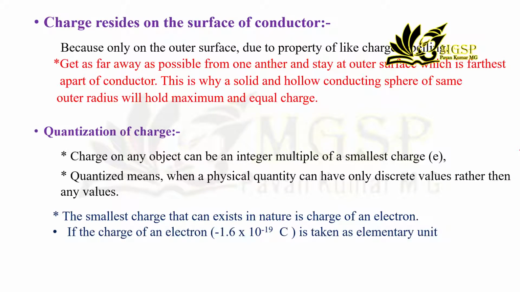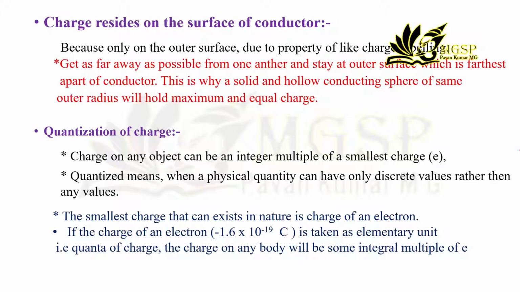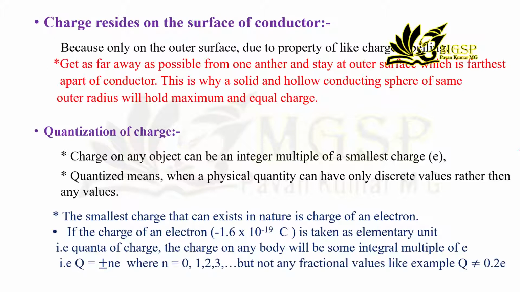The smallest charge that can exist in nature is the charge of an electron. The charge of an electron is minus 1.6 times 10 power minus 19 coulomb, and it is taken as the elementary unit, that is, the quantum of charge. The charge on any body will be some integral multiple of e, that is Q is equal to plus or minus n e. Means the charge can be positive or negative.